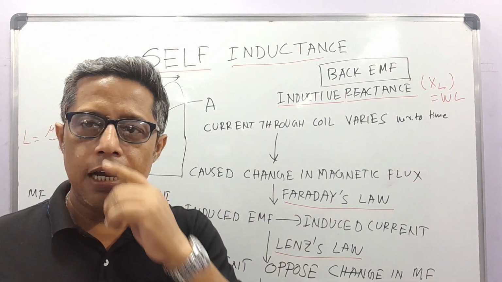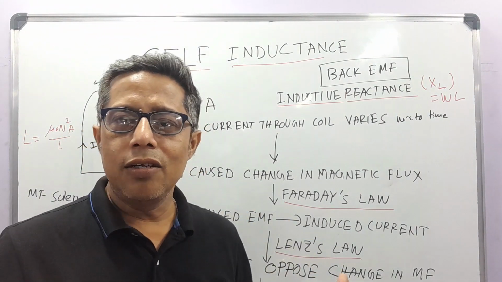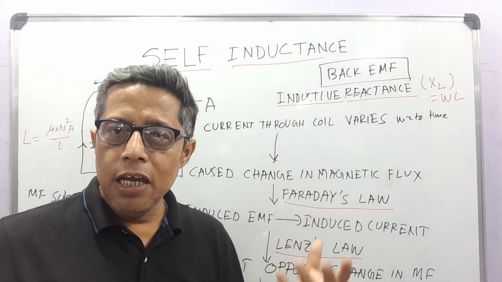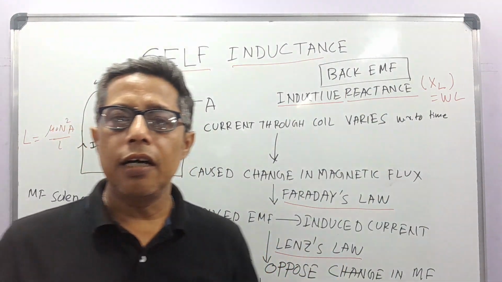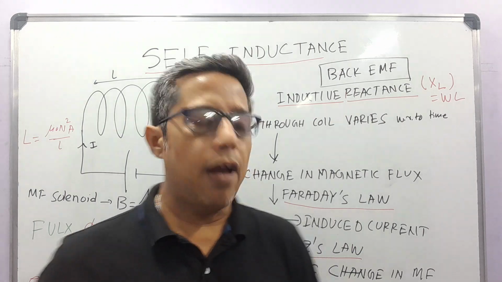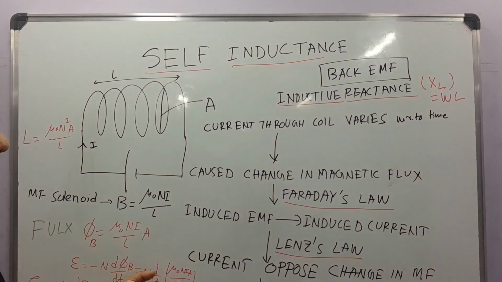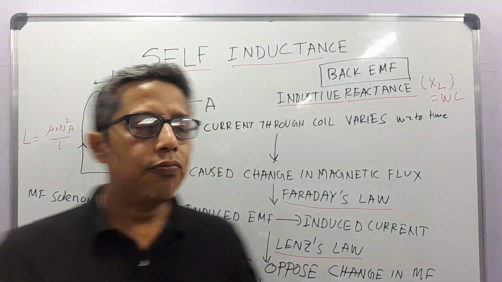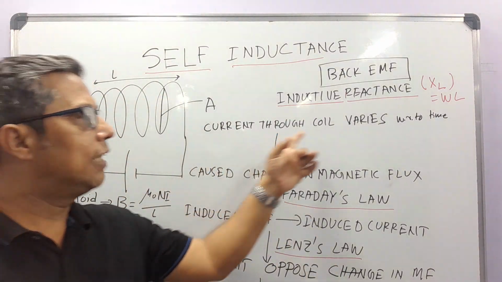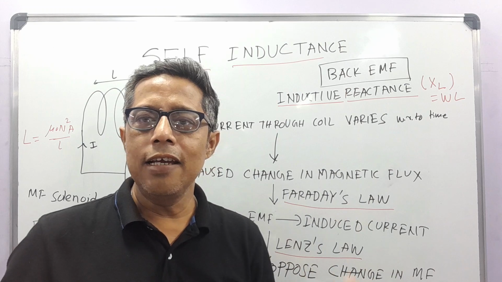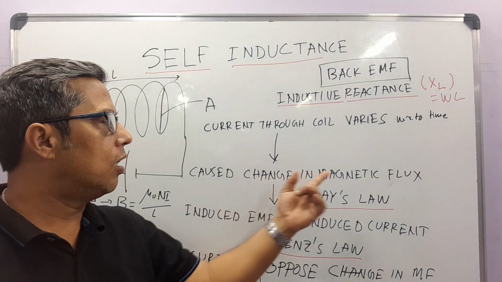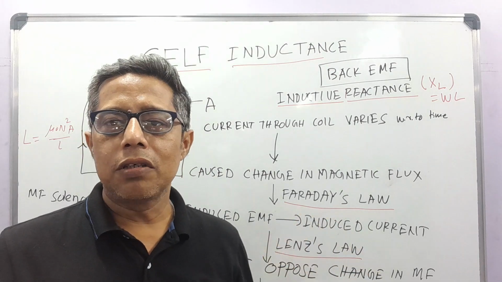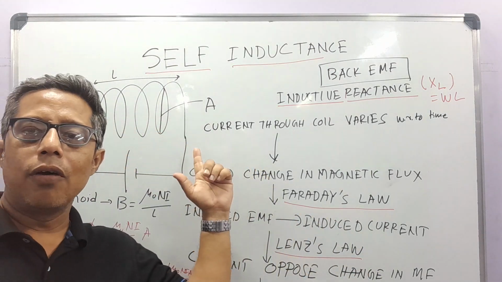Now for this induced current, Lenz's law comes in. Lenz's law tells us that the new induced current will oppose the change in magnetic flux. So it will oppose the change in the current, because that is what we started with: change in current causes change in magnetic flux, that causes induced EMF, that causes induced current in this existing coil. Okay.